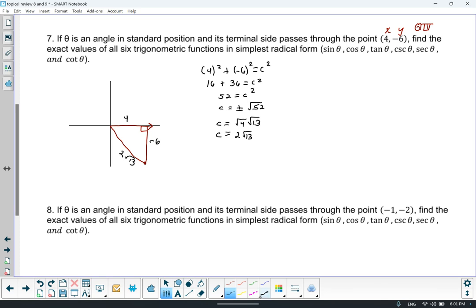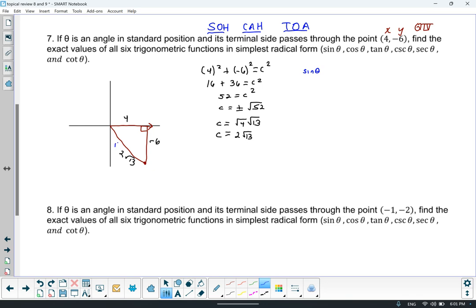Okay, so now I want to find all the trig functions. So sine of theta, we think SOHCAHTOA. I'm going to write that down here. So sine is opposite over hypotenuse. CAH, cosine is adjacent over hypotenuse. And TOA is opposite over adjacent. And those are some basic properties you really need to know for a very long time.